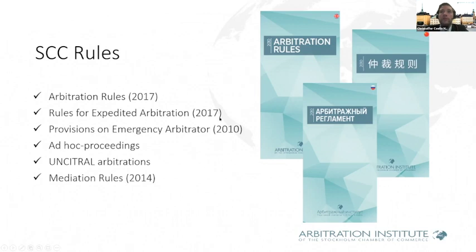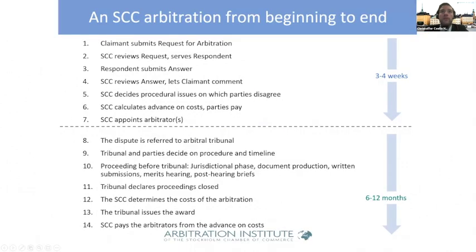Let me just proceed to the next slide here. Yes, there we are. So on this slide, we're now past the initial presentation of the organization, the SCC, and our rules. So I would like to proceed to the core subject of this presentation. On this slide, we have an overview of the standard steps of an arbitral procedure under the SCC rules. And this chart shows the different steps of an arbitration from beginning to end.